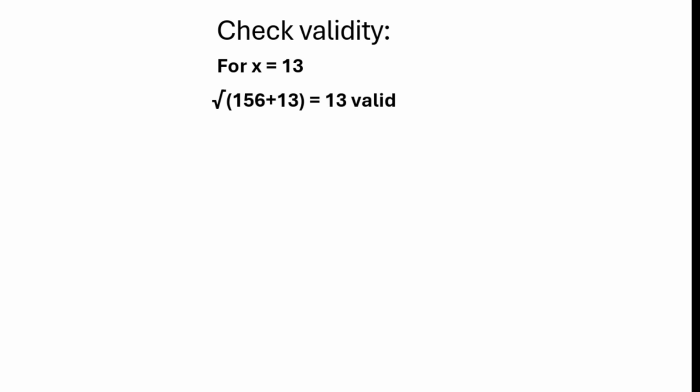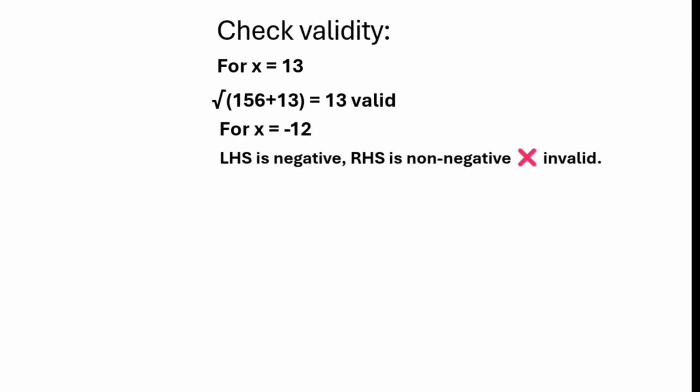Step 7. Check validity. If x equals 13, the right-hand side is square root of 169, which is 13. That works. If x equals negative 12, the left-hand side is negative, but the square root is always non-negative. That does not work. Final answer, x equals 13.